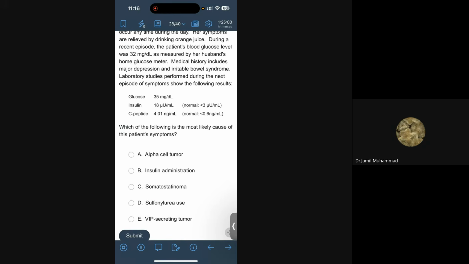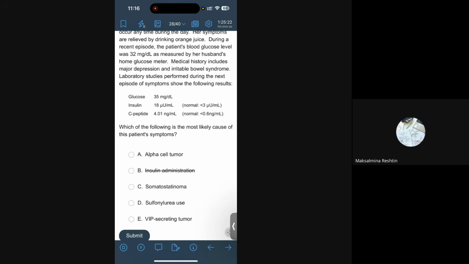Insulinoma. So, if I said B is the right answer, C peptide would be less. For B to be the right answer, C peptide should be less, right?